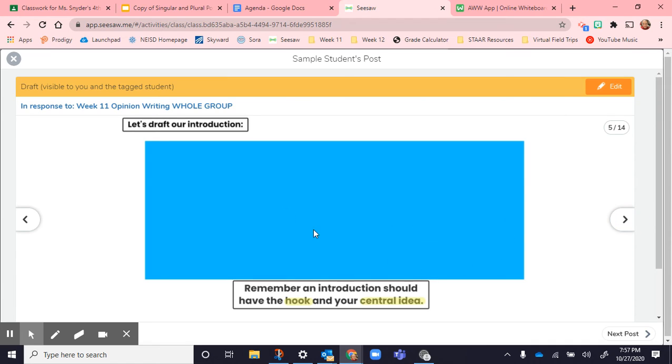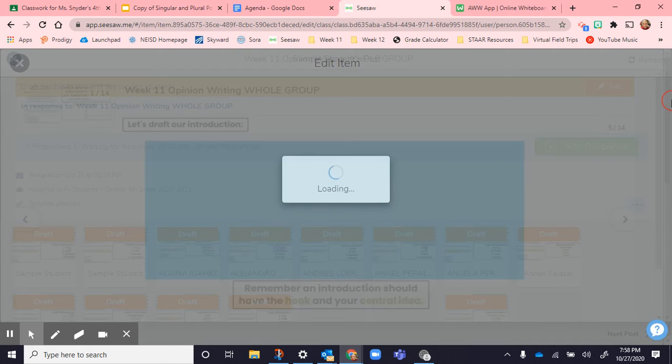So then we went ahead and took that information. Remember, you need that hook, and that hook is the question part. And then you need your central idea. So let me edit this.